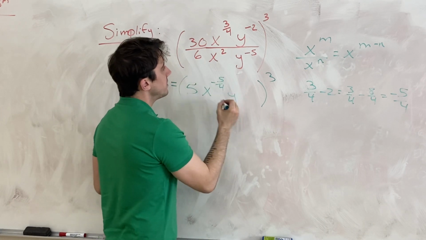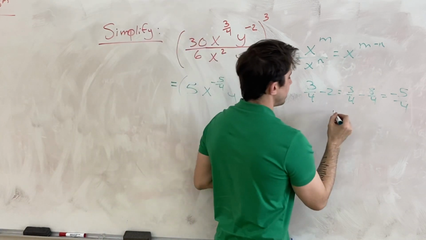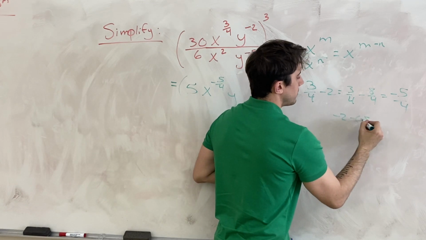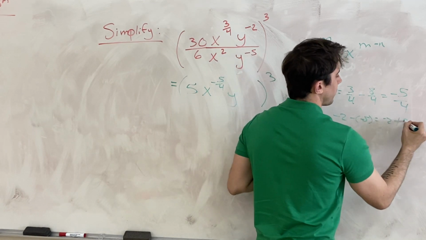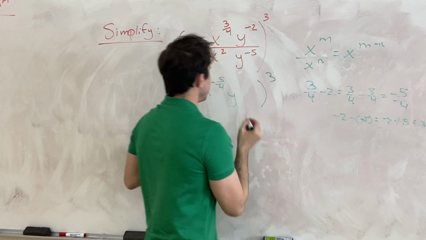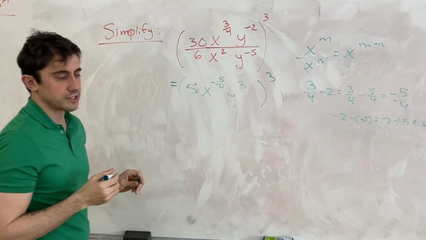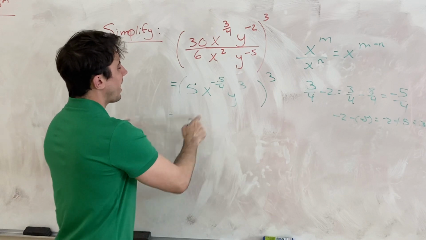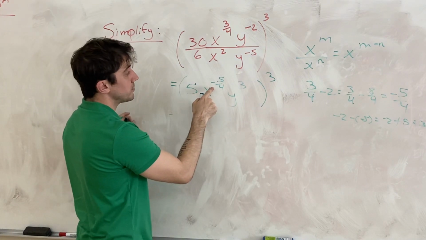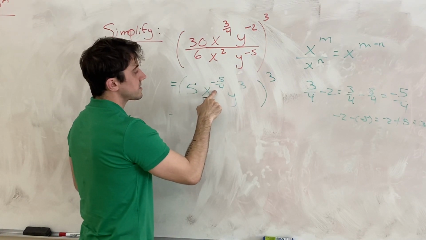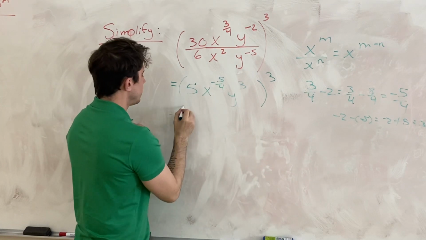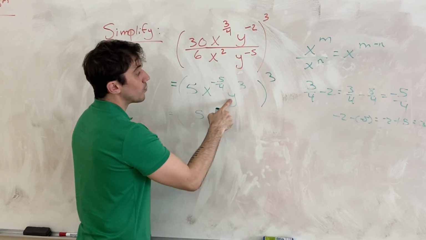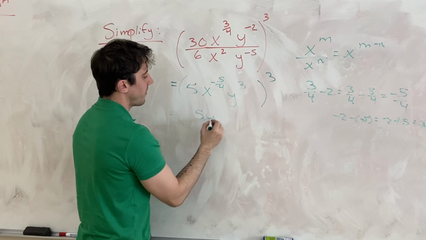And as for y, we'll have negative 2 minus negative 5, which is the same as negative 2 plus 5, which of course is just 3. And so we end up with just y cubed, like so. And now, there's a few different ways we can do this. I don't love having negative exponents, so I'm going to use the negative exponent to make the x term go down in the denominator. So I'll have 5. The y cubed is a positive exponent, so I'll have 5y cubed.